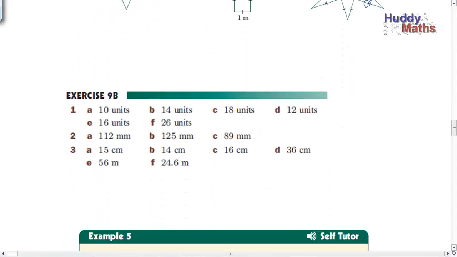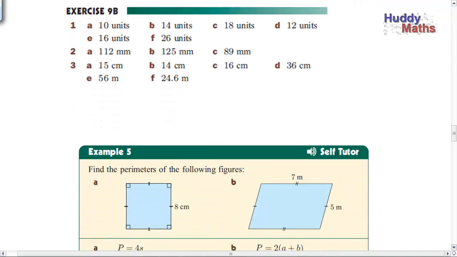So here's the first 3 questions. Try not to do a whole lot and find they're wrong. Check as you go. All right, let's go down and see some slightly different variations now.